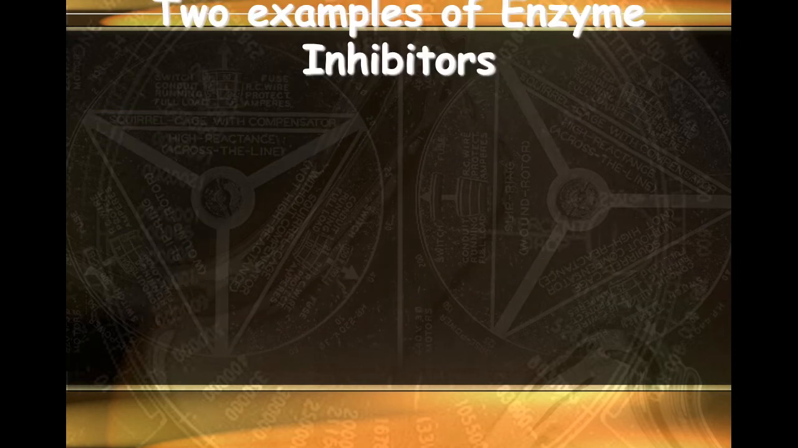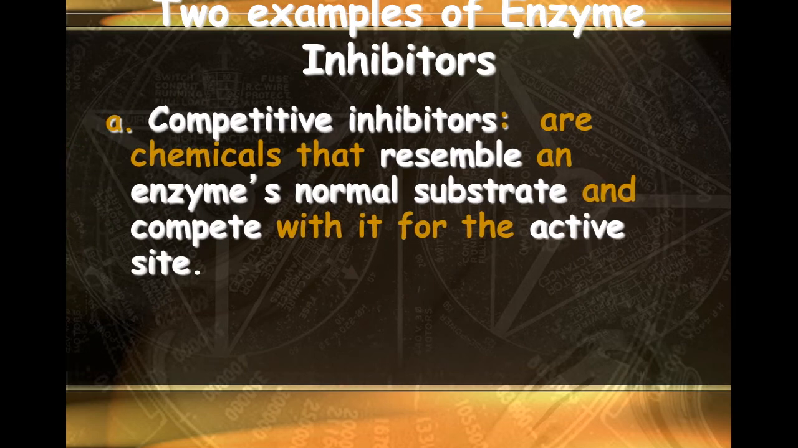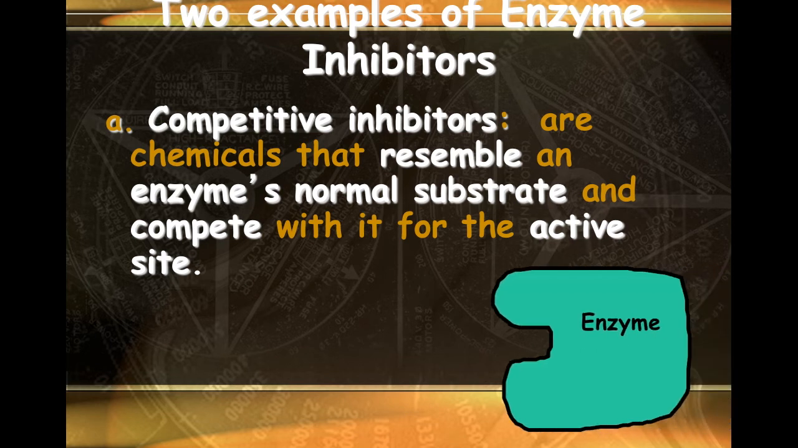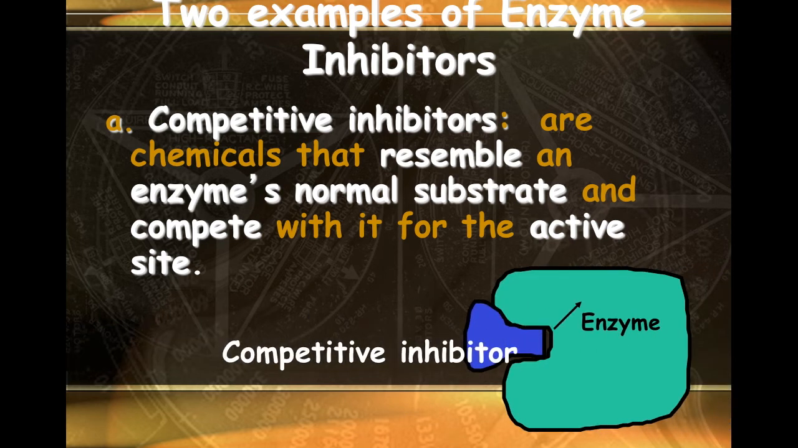Two examples of enzyme inhibitors. A competitive inhibitor is a chemical that resembles an enzyme's normal substrate and competes with it for the active site. So we have a competitive inhibitor that's going to try to fit into that active site of that enzyme, but that enzyme really can't break that competitive inhibitor down, so it's slowing that reaction because it wants that substrate.